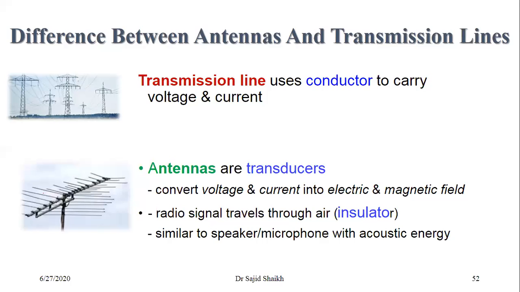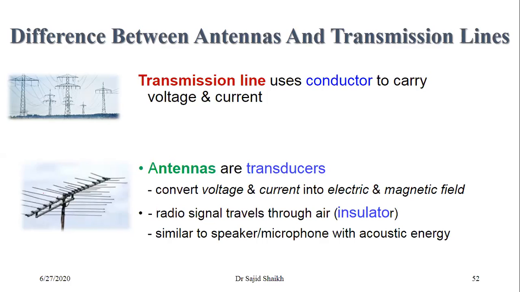A transmission line is a conducting material which carries energy from one place to another place. And an antenna does the same thing. It also carries energy from one place to another place. Then what is the difference?